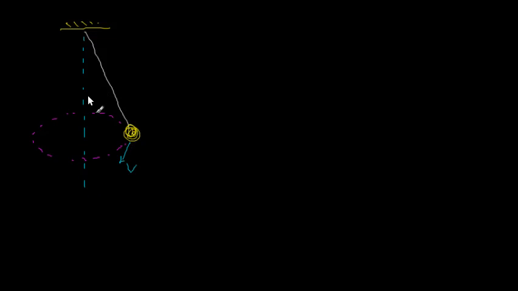And what it seems like it is doing is that this string would trace out the surface of a cone. And for this reason, this pendulum has a name. It is called a conical pendulum. So this word conical pendulum describes a pendulum that moves in this way.